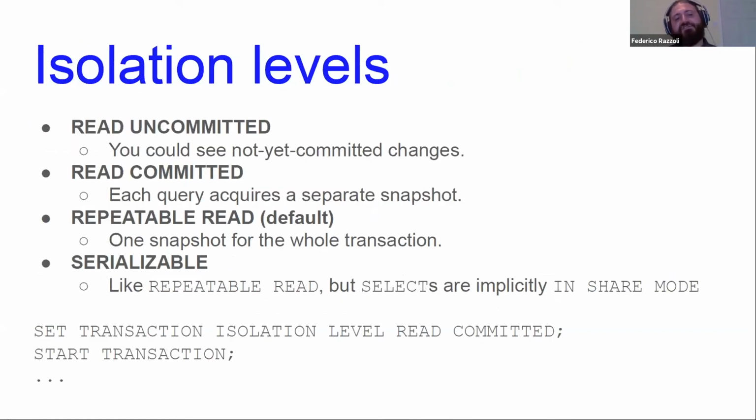But this is just a general explanation. In practice, the isolation that transactions put in place can be of different types, because there are 4 different isolation levels. The first is called read uncommitted.